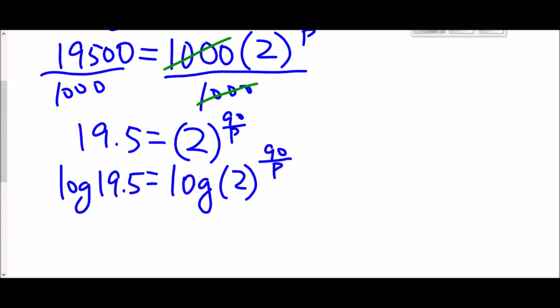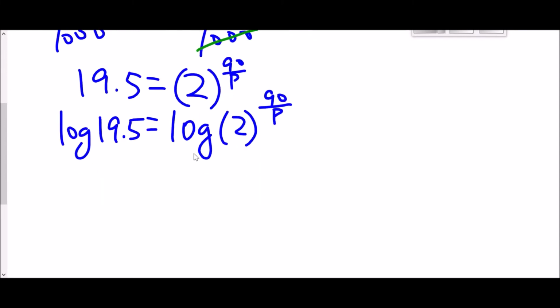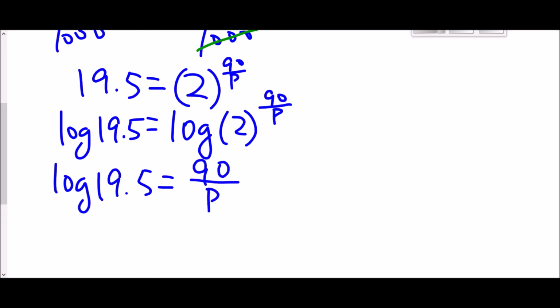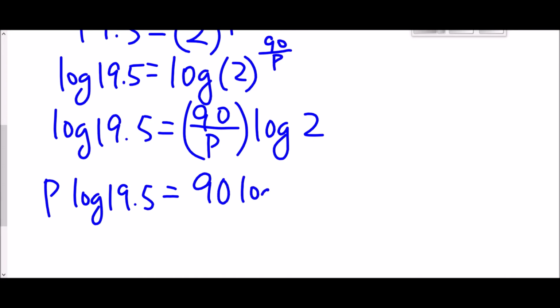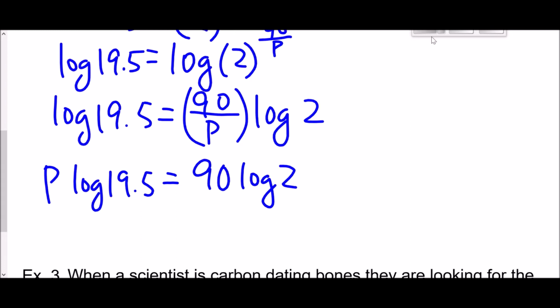As expected, on the left hand side there's nothing we can do, so leave that as is. And on the right hand side, you apply the power law and move the exponent to the front, so you have 90 over P times log 2. Then you want to multiply both sides by P so that the P is on the top instead of on the bottom, or you may say cross multiply. So that means P times log 19.5 equals 90 log 2. And then of course now we can simply isolate P.